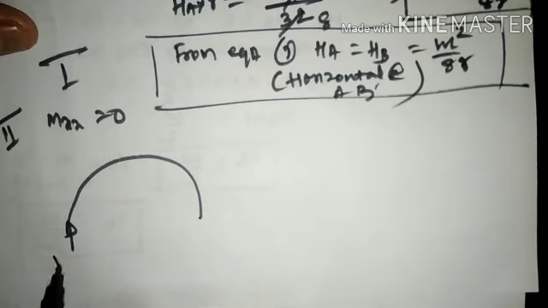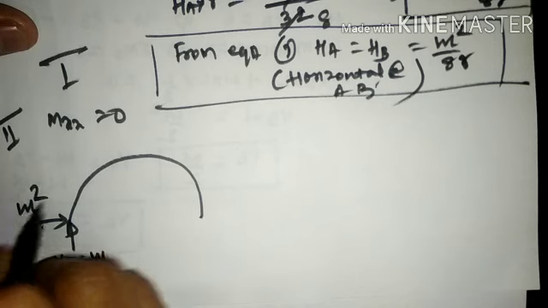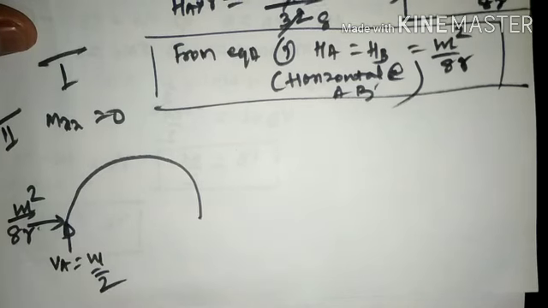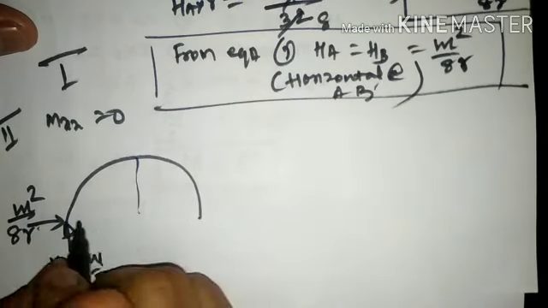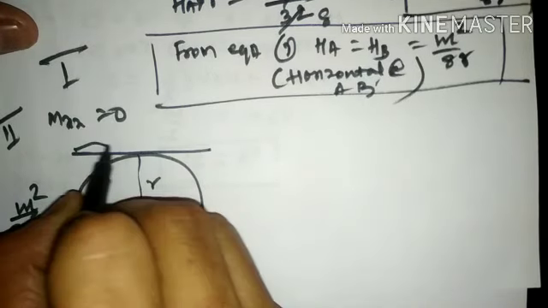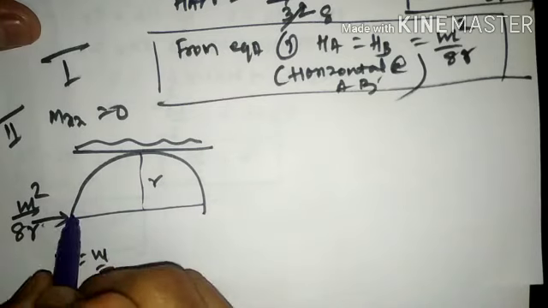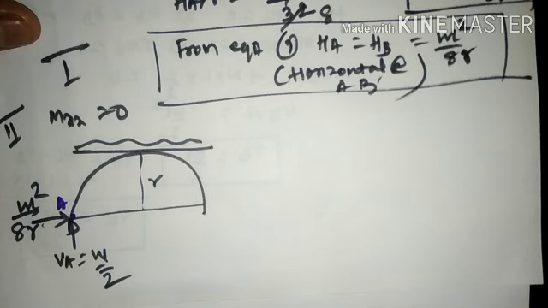Consider this particular value of VA as WL by 2 and HA value as WL square divided by 8R. And distance between A and C is R. And you are considering this particular UDL throughout the length. Now for this particular case, I shall consider at any distance x. So x shall be starting from the origin A, which is considered the origin for the parabolic arch when it is a symmetrical parabolic arch.